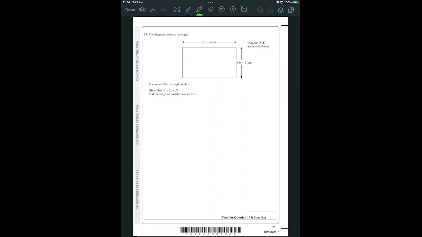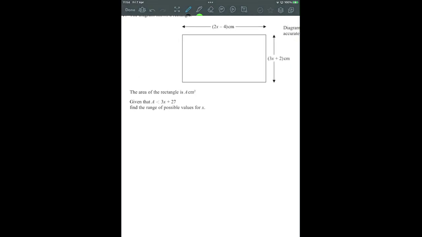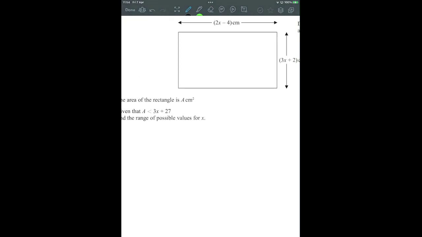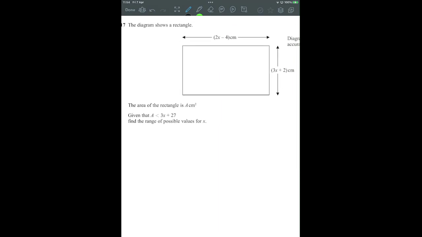Question 17. The diagram shows a rectangle. The area of the rectangle is given, and given that the area is less than that, find the range of possible values for x. This is a nasty question because it doesn't really look like there's enough information. It also really doesn't show you what type of question this is till right at the end. Let's do the only sensible things available to us.